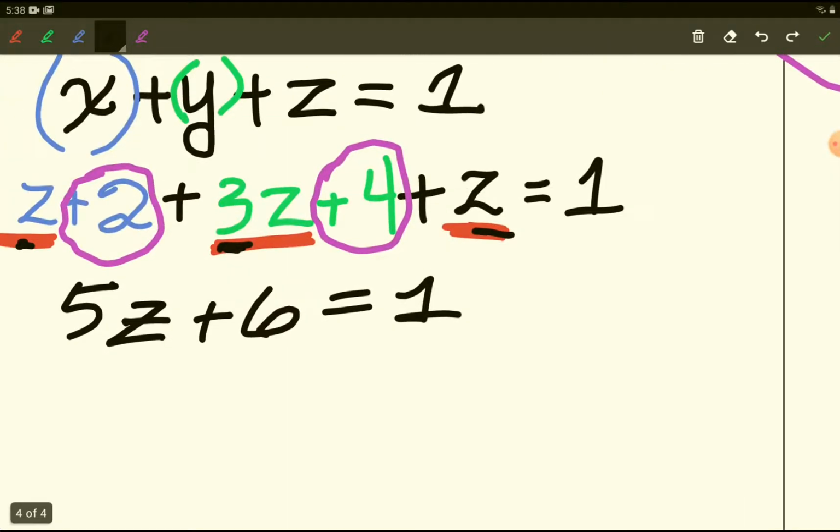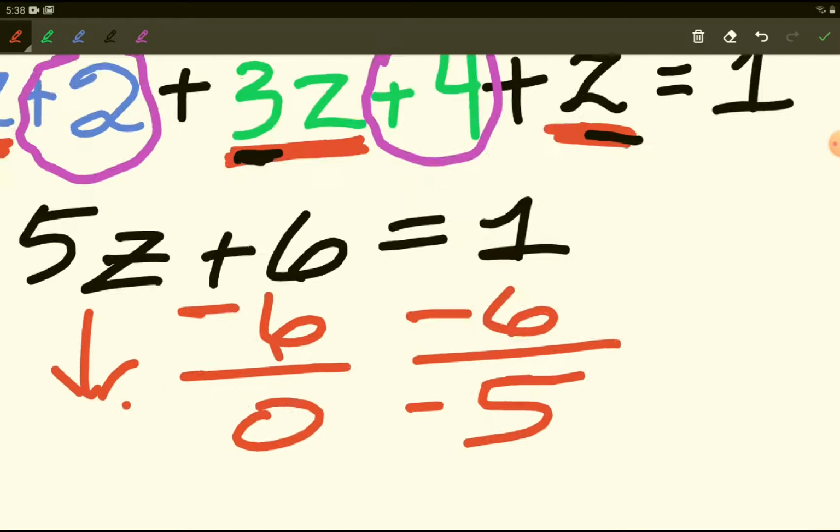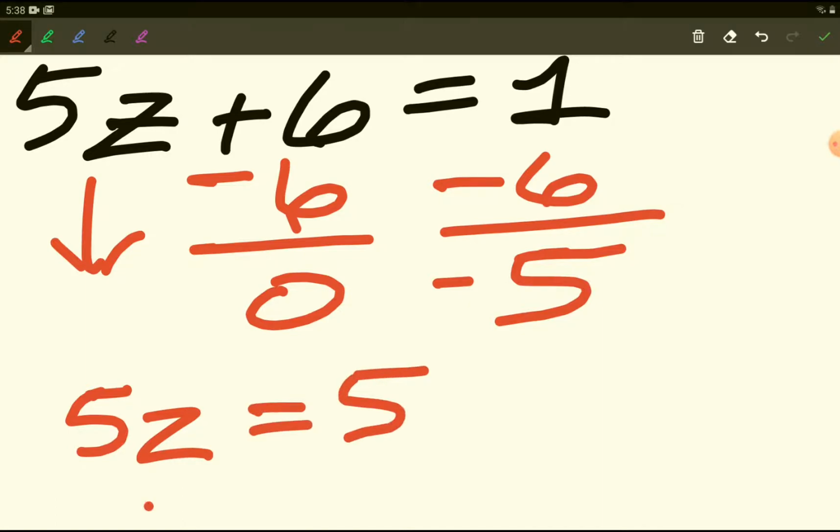So now I'm just going to solve for z. And so remember, the question is asking for what z is. It's not asking for x or y, it's asking for z. And so it's really simple now. Just solve for z, subtract 6 on both sides. That's 0. Drop the 5z. That's negative 5. So now I have 5z equals negative 5.